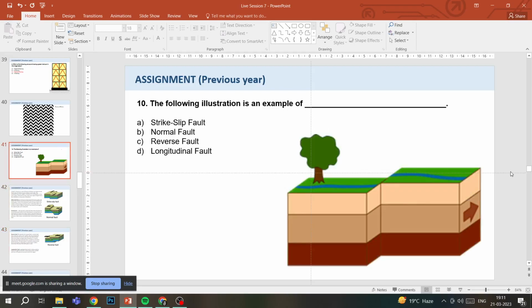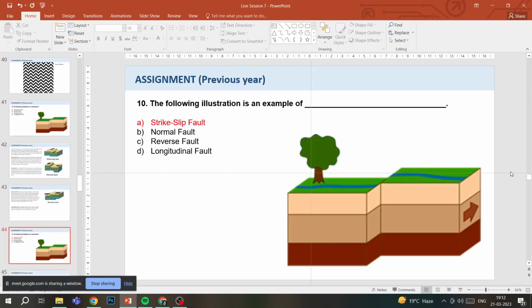So coming back to this figure, you can see that first of all this figure shows that it's a vertical fault because it's not inclined, the fault, it's vertical. Second, you can see one arrow which is showing that the land is drifting like this. So our answer would be strike slip fault.